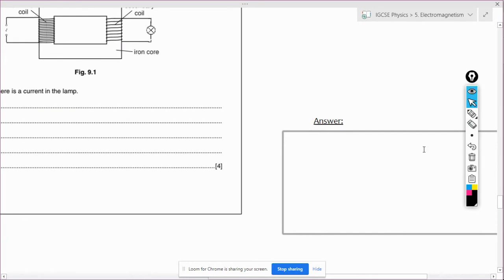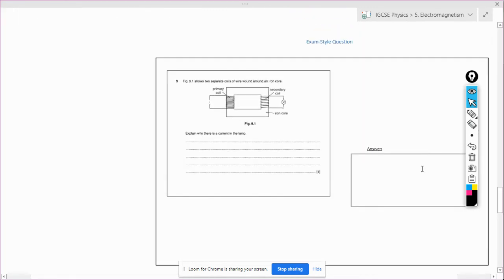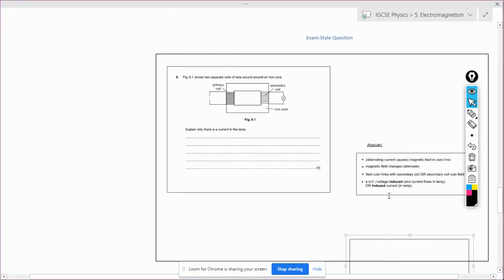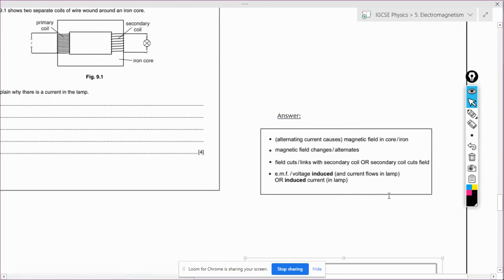Okay, so here's the mark scheme, which says alternating current. So alternating current in the primary. Basically, any mention of the magnetic field in the iron core gets 1 mark. Any mention that the magnetic field is alternating is another mark. So that's produced because of the primary coil.